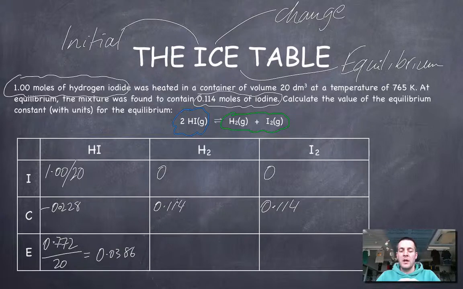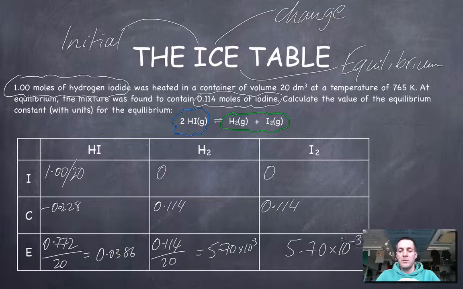0.0386. The initial concentration of H2 was 0. The final concentration, well, it's gone up by 0.114, so the final concentration is 0.114 divided by the volume of the container, which is 20, and that equals 5.70 times 10 to the minus 3. And that's going to be the same for the I2 because it's in the same size container, and then there are the same number of moles of it. So we've now got the values that we need for our equilibrium constant expression, right?